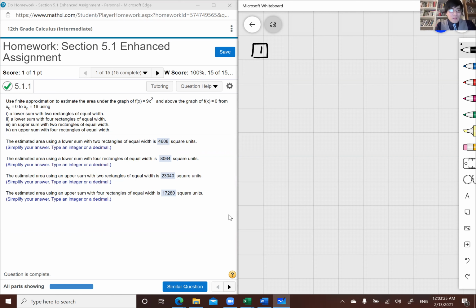Problem number 1. Use finite approximation to estimate the area under the graph of f(x) = 9x squared and above the graph of f(x) = 0 from x = 0 to x = 16. So it is a parabola. It is an increasing function in the interval of 0 through 16. And we want to find the area under the curve and above y = 0.